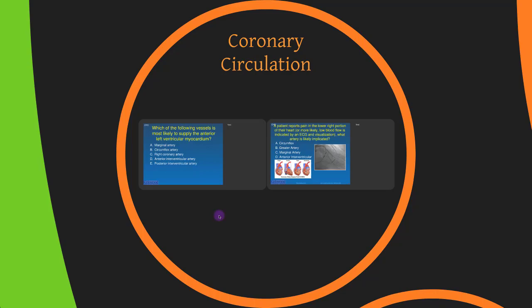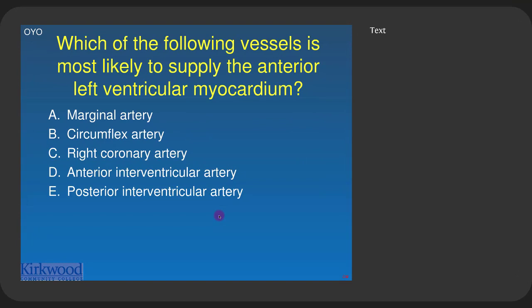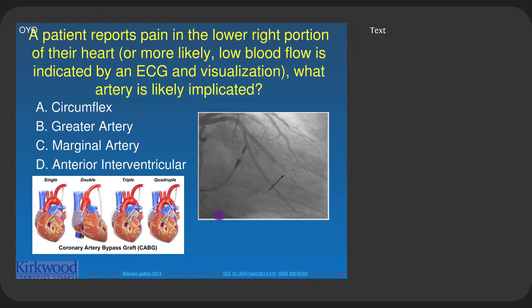Which of the following vessels is most likely to supply the anterior left ventral myocardium? Wouldn't be the marginal because that's on the right. It's probably not the circumflex because that goes around to the back. Right coronary artery is towards the right. I like anterior interventricular artery. That does supply the anterior left ventricular myocardium. And that's often one that's bypassed in CABG surgery.